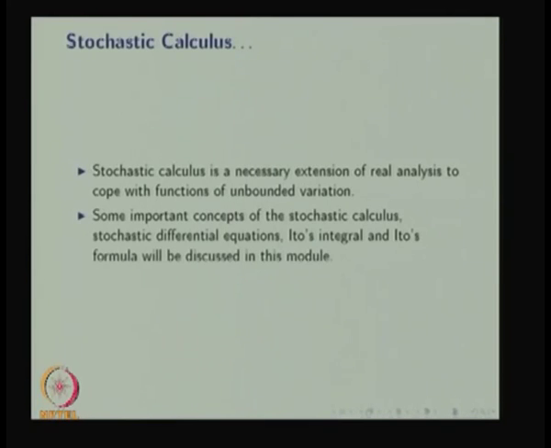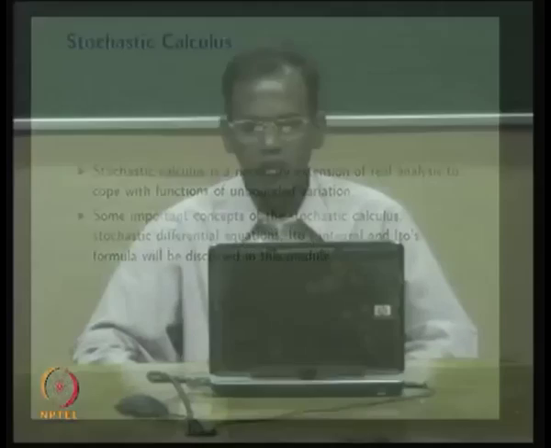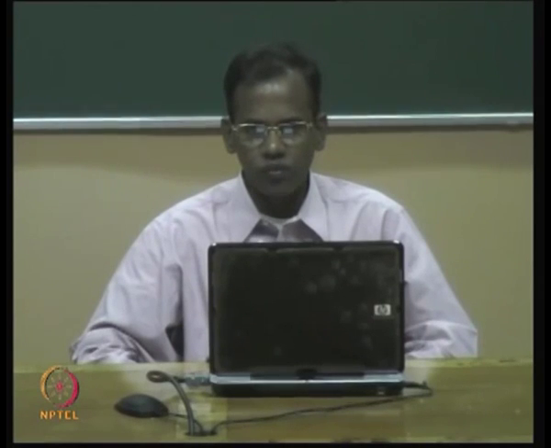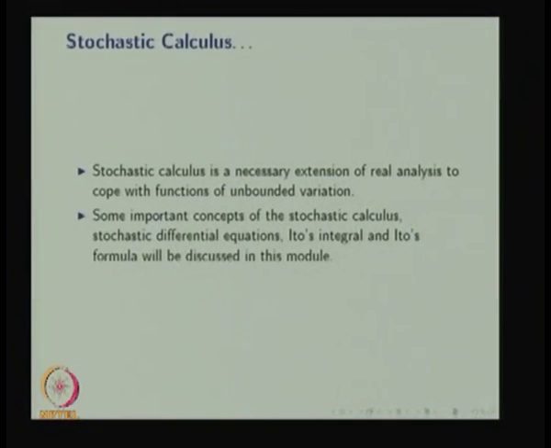Brownian motion, which is a stochastic process, has sample paths that are continuous but nowhere differentiable, and also of unbounded variation. Some important concepts of stochastic calculus, stochastic differential equations, the Ito integral and Ito's formula will be discussed in this module. The Ito integral is nothing but the stochastic integral. And we will also discuss the Ito formula to solve stochastic integral equations or stochastic differential equations.